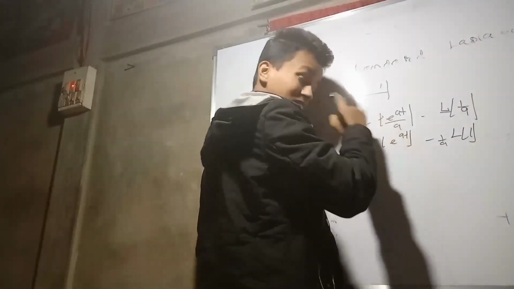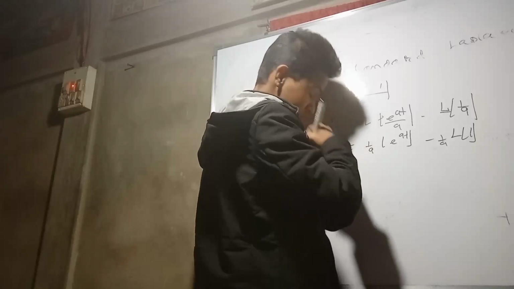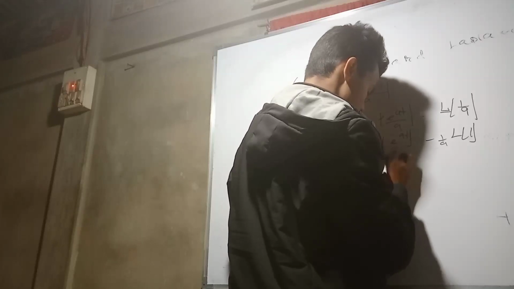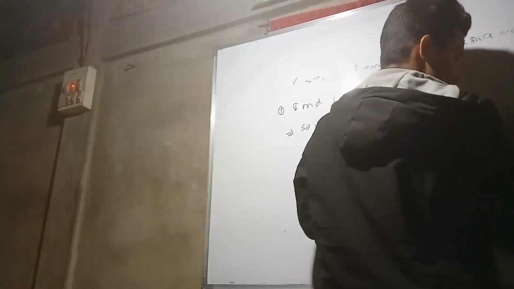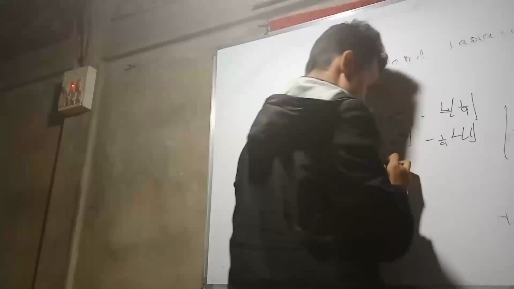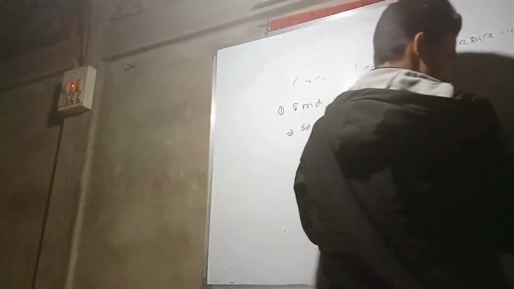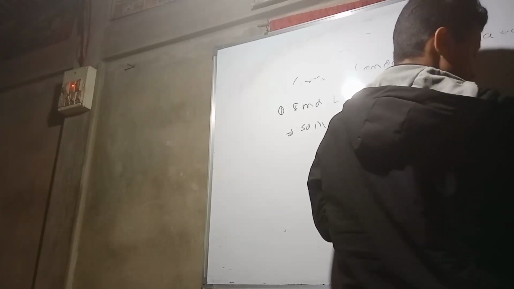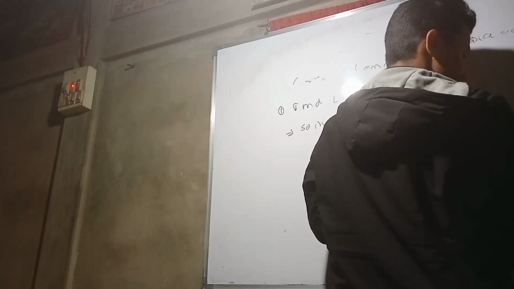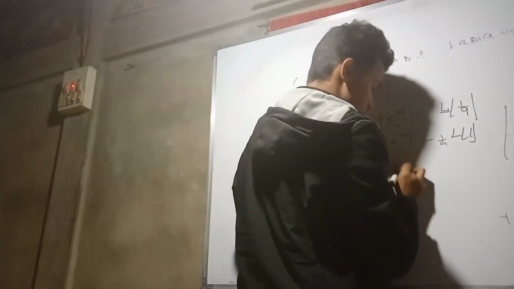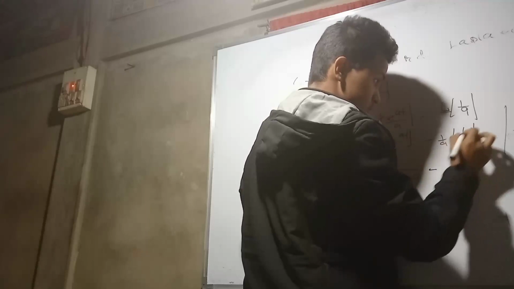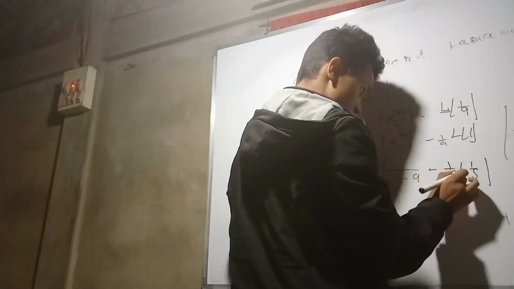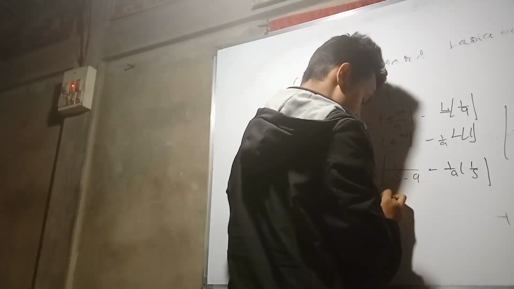Now what will be the Laplace transform of e to the power at? What we know is that the Laplace transform is the integral from 0 to infinity of e to the power at times e to the power minus st dt. When we put it, that gives us 1 by s minus a. So that gives us 1 by s minus a, minus 1 by s. Taking a outside, we take it.